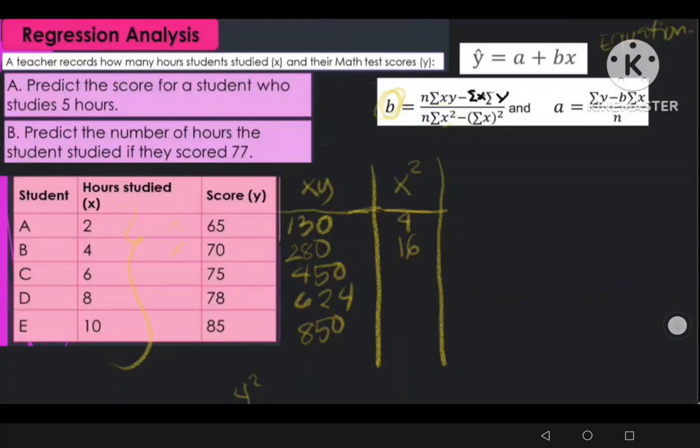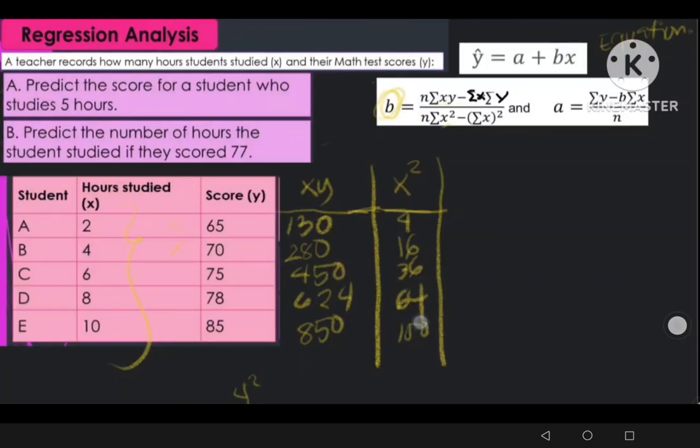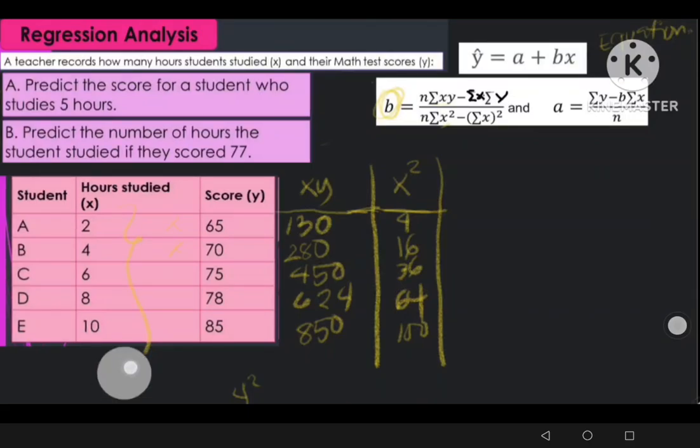We also have 6 squared. 6 squared is 36. We also have 8 squared. 8 squared is 64. And 10 squared. 10 squared is 100. So we have our value of x squared. And, okay, taman. So we have our x squared and x times y. So let's proceed with our formula.